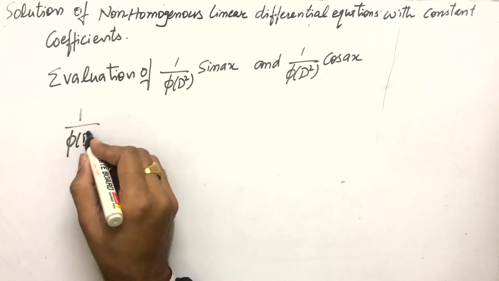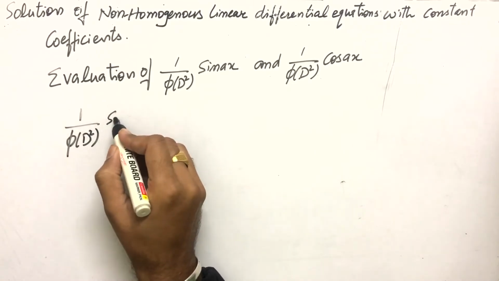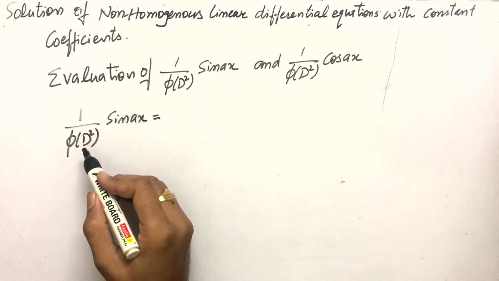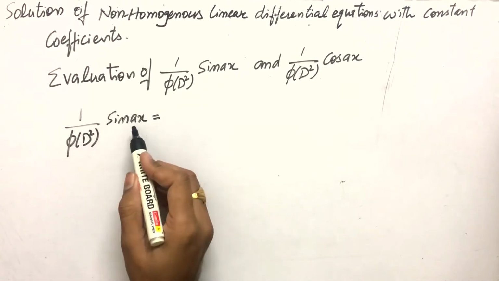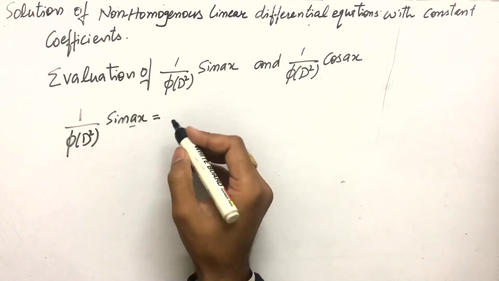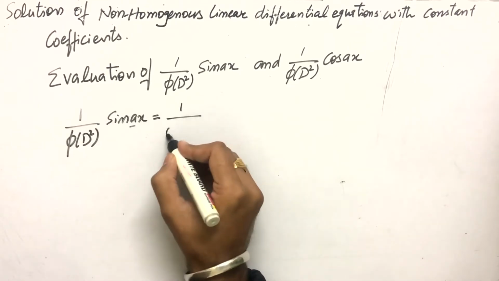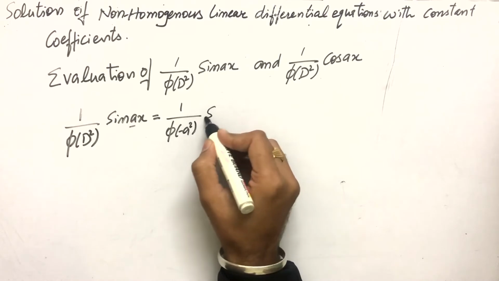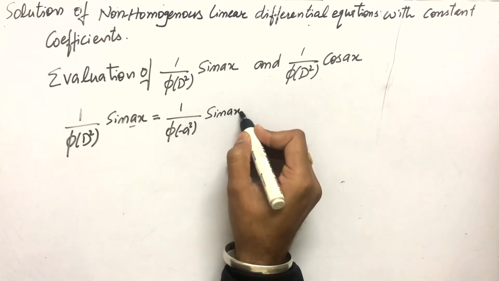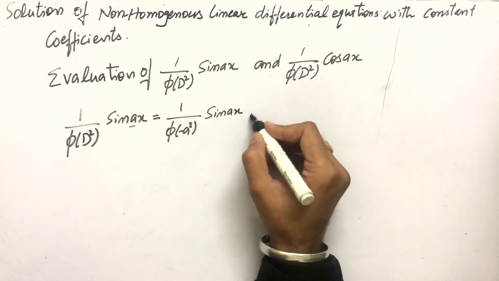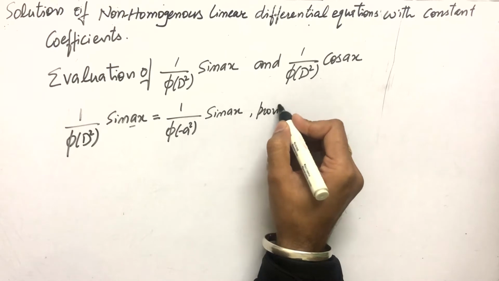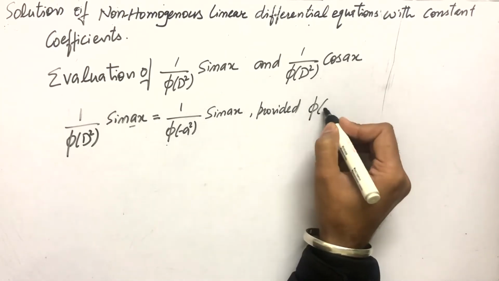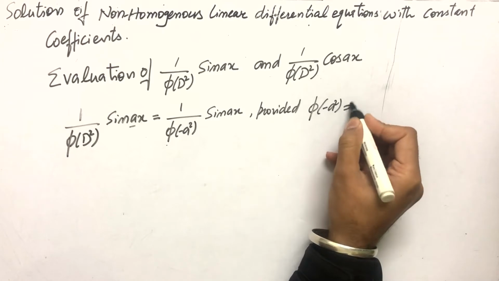phi of D square, sine of ax. We directly put D square equal to minus a square. This may be written as 1 upon phi of minus a square, sine of ax, provided this denominator phi of minus a square is non-zero.